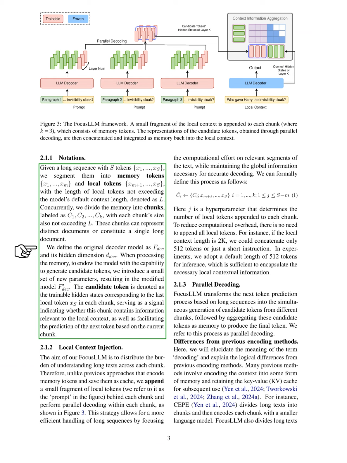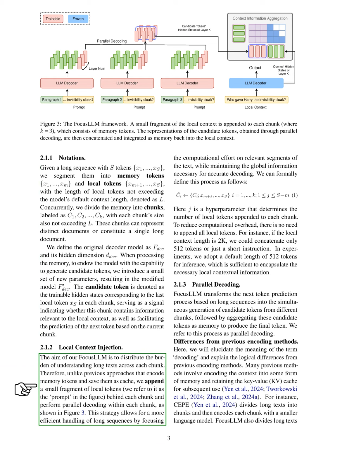Section: Local Context Injection. In this section, we introduce our FocusLLM, which aims to share the task of understanding long texts across smaller segments. Instead of using memory tokens stored as cache like previous methods, we add a small set of local tokens, which we call the prompt, to each segment. This allows us to decode each segment in parallel, making it easier to manage long sequences by concentrating on the most relevant parts while still keeping the overall context needed for accurate decoding.